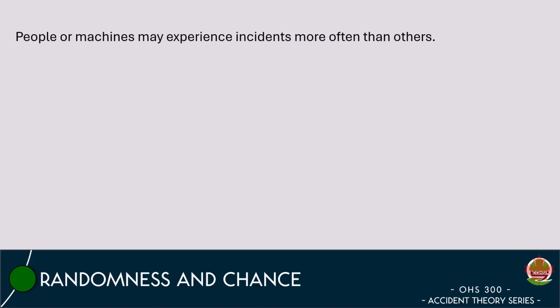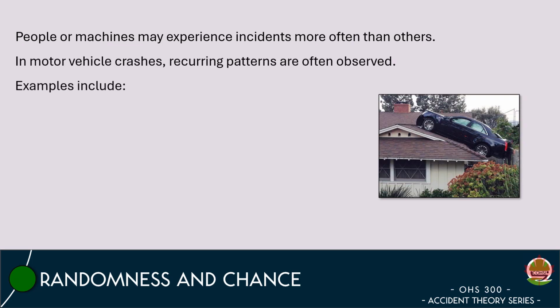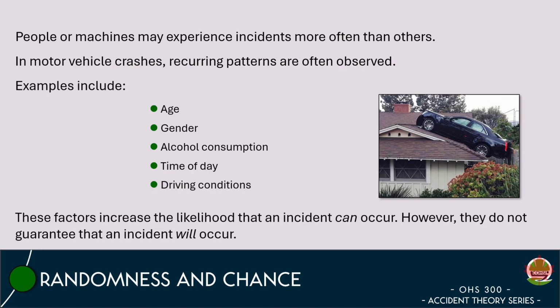People or machines may experience incidents more often than others, but the incidents themselves are inherently random. For example, in motor vehicle crashes, we see recurring patterns such as age, gender, intoxication, along with environmental factors like late-night driving and specific road conditions. However, while factors like age, gender, intoxication, and speed can increase the likelihood of an incident occurring, they do not guarantee it.